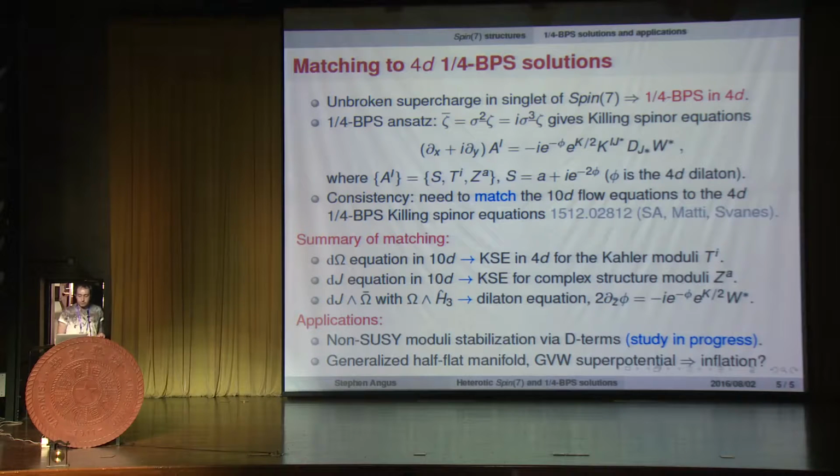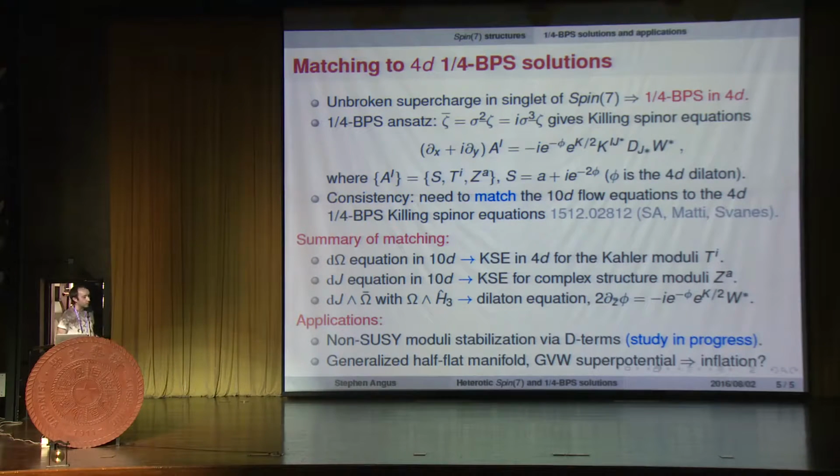So basically, in this paper, we matched these 10D flow equations to the 4D quarter BPS Killing spinor equations, and we find that the d omega equation matches to the Kähler moduli in 4D, dJ goes to the complex structure moduli, and the remaining equation with the other condition goes to the dilaton equation. And in particular, the axion is 0 because we don't want any torsion in 4D.